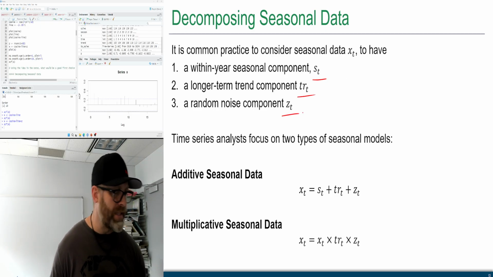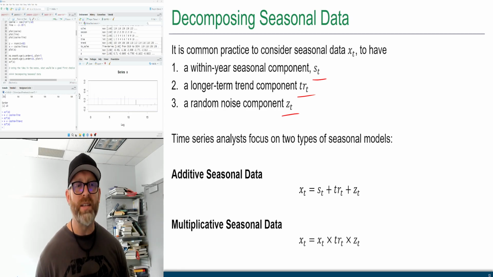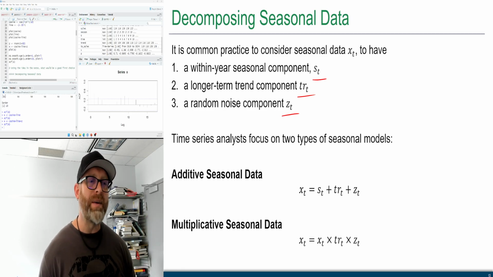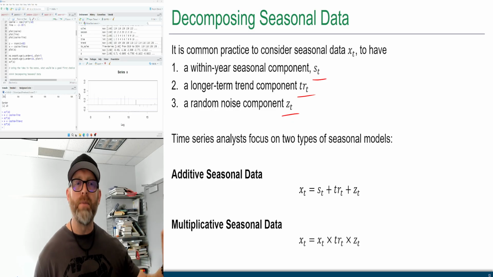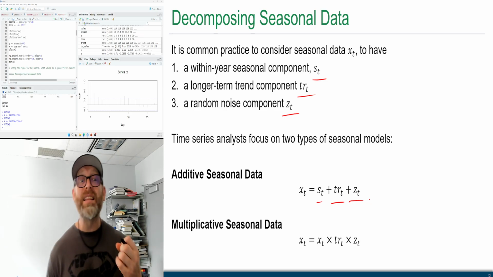So for an additive model, think of each one of those as vectors where they have their specific time components. We create a time series by taking the respective time components from each one of them and just adding them all together. So at time t, what is the seasonal component at that point? What is the trend component at that point? And what is the noise component at that point? And just adding them all together.